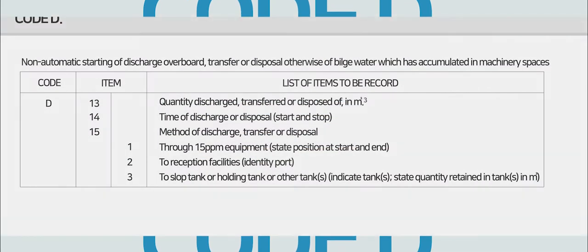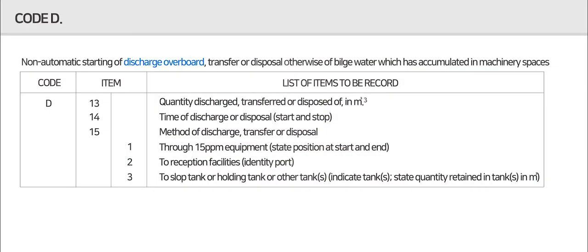Code D. When the engine room bilge is discharged overboard by the non-automatic starting method, or is transported or disposed of by other methods, record using Code D. Let's take a look at an example to learn how to write in detail.